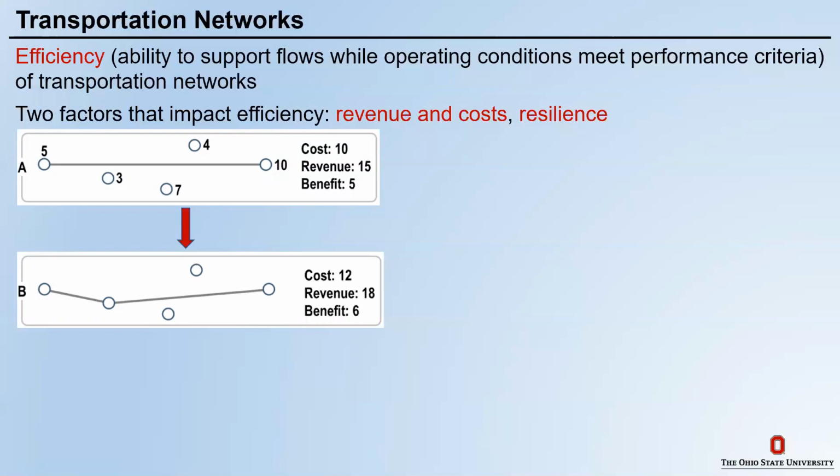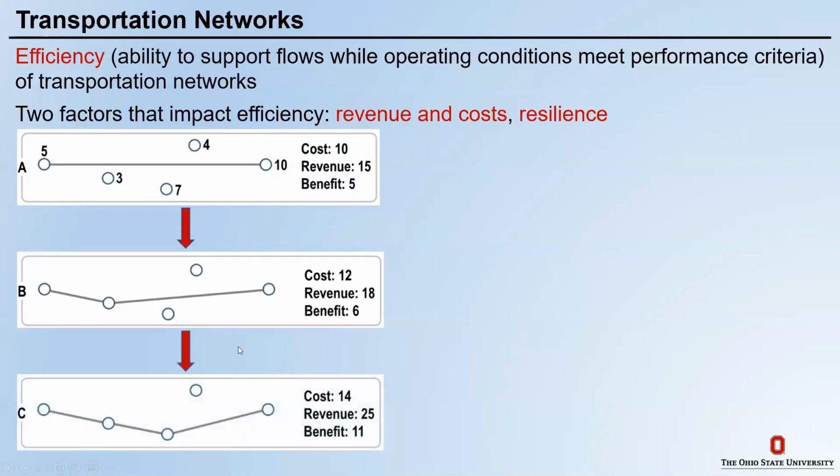Let's just follow this logic first. Now I want more benefit, so I added another node into the system. Now we have 4 nodes in the system. The cost, as we expected, increased, of course, because you have to create more links, from 12 to 14, an increase of 2 units. The revenue also increased a lot from 18 to 25, which is an increase of 7. So good.